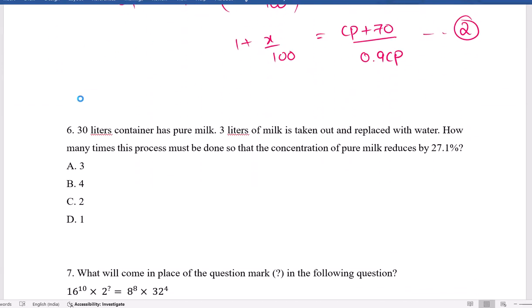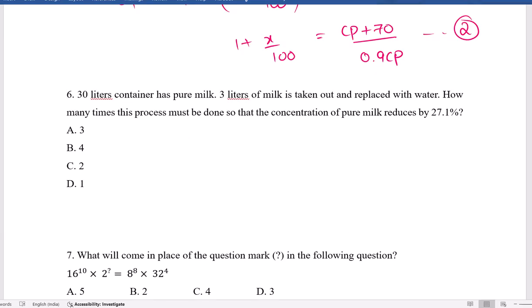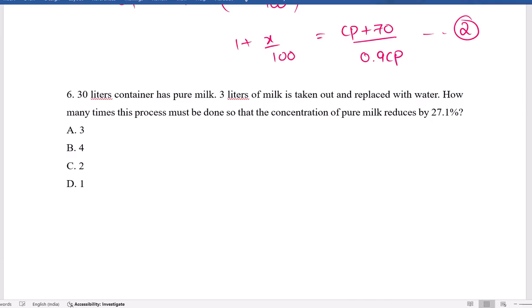Now let's see about this question. Mixtures and alligations. So milk reduces by 27.1% means 72.9% milk is available. Milk available is 72.9%, right? Means milk out of total is 729 divided by 1000 or 72.9 divided by 100.